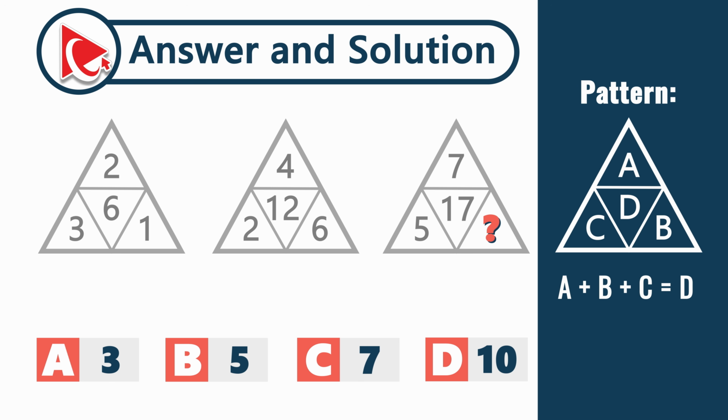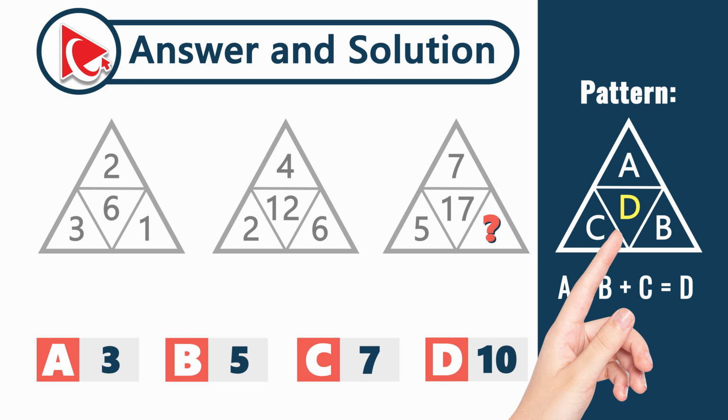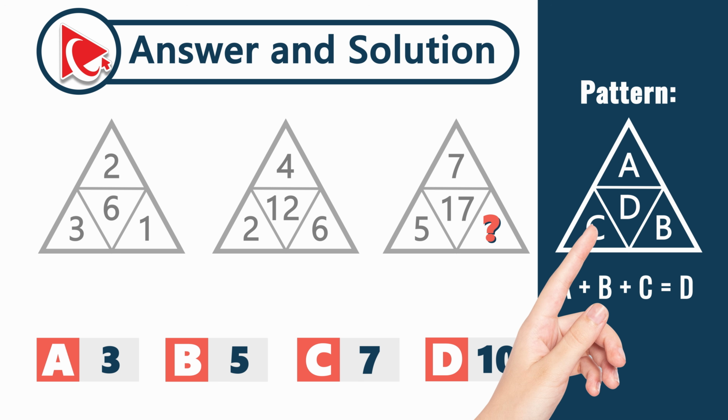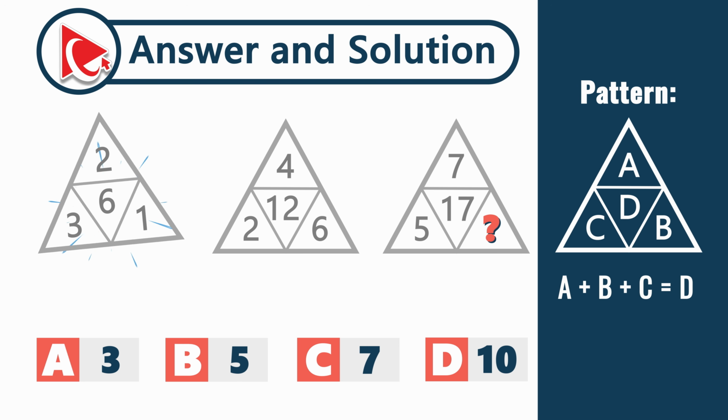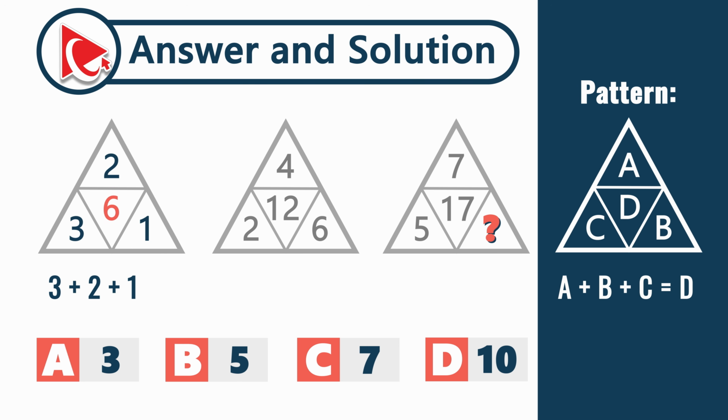And the pattern here is that the sum of all the outside numbers equals the inside number. A plus B plus C equals D. Let's verify this pattern with the first triangle. 3 plus 2 plus 1 equals 6. Do you still have doubts? Let's look at the second triangle. 2 plus 4 plus 6 equals 12.